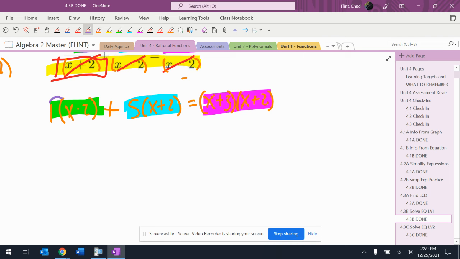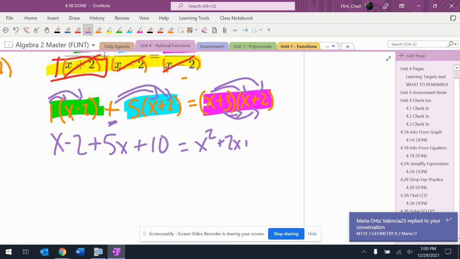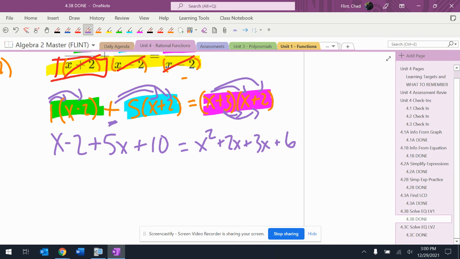Okay? So I distribute this. I get x minus 2. 1 times that is going to be that. All right, then positive 5 times x is plus 5x. Positive 5 times 2 is plus 10. Be very, very careful with this sign here. It'll be a minus half the time. So then here, I've got to do my actual full distributions here. And I'm going to get x squared plus 2x plus 3x plus 6. All right, so I get all of that.